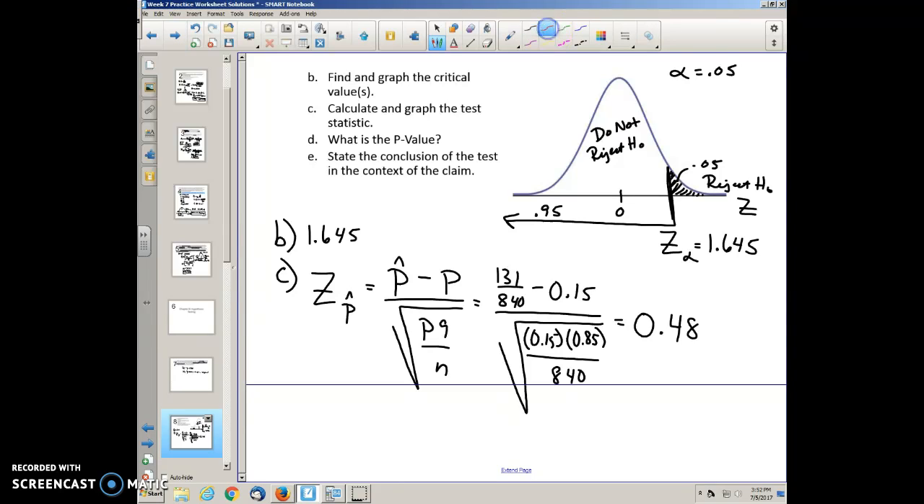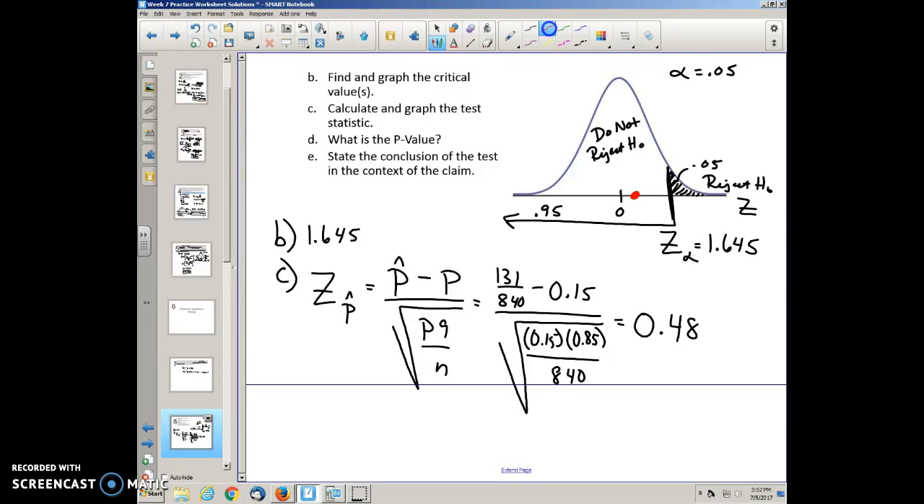0.48 is here. It is more than, right? 0 represents 0.15. It represents the population proportion of 0.15. 131 over 840 is more than 0.15. But is it enough more? Is it statistically significant that this sample proportion, which is more than 0.15, is enough evidence to support the claim? Does it give us enough evidence to support the claim?